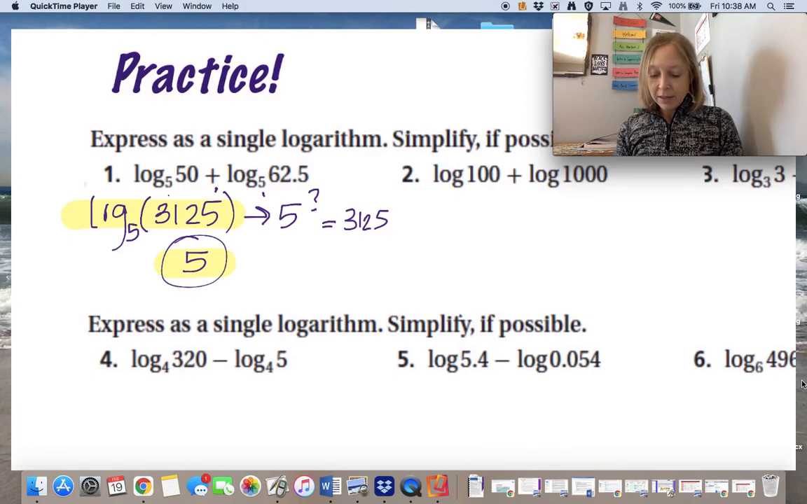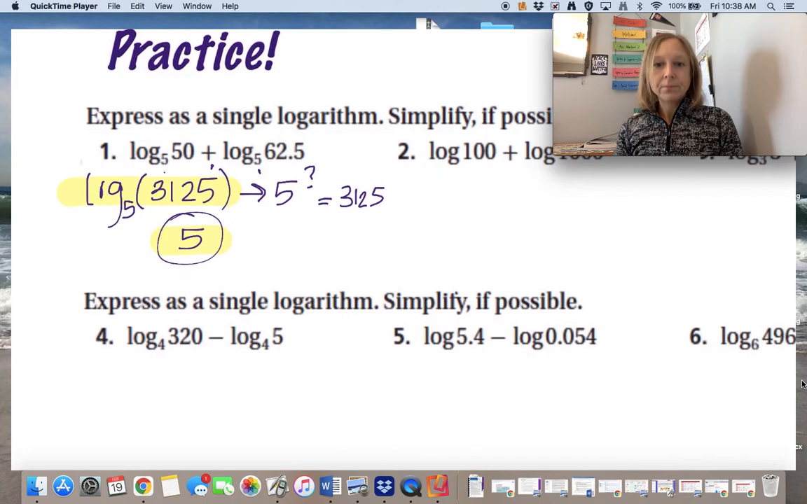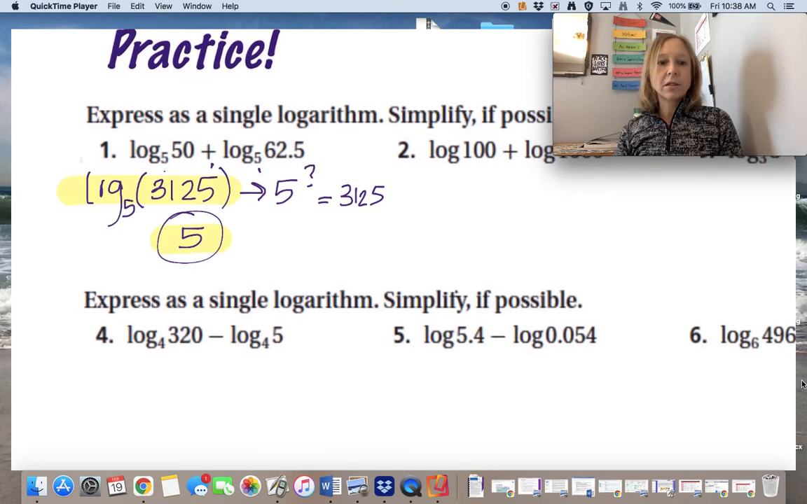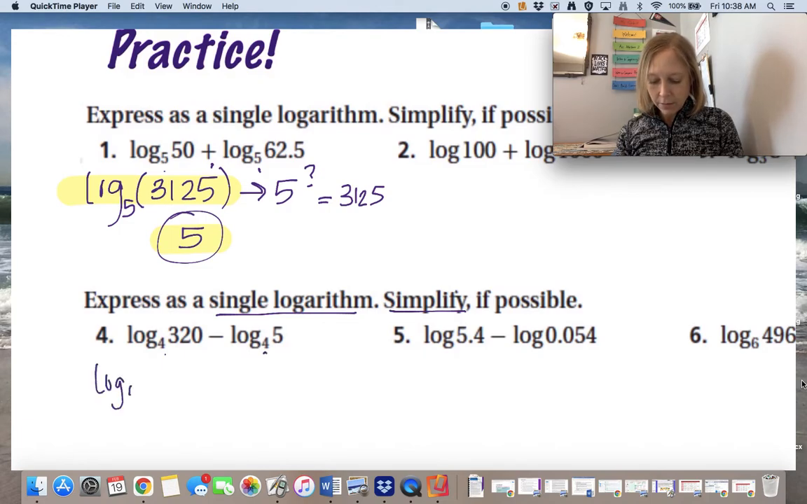All right, let's practice a subtraction problem. Same directions, express as a single logarithm. So again, that tells you what I need to see. I need to see the single logarithm and I need to see the simplified solution. All right, 2 logarithms with the same base being subtracted. I can combine them into a single logarithm with that same base. And this time, rather than multiply them, since it's a subtraction problem, I'm going to divide. So I'm going to do 320 divided by 5, and I get 64.